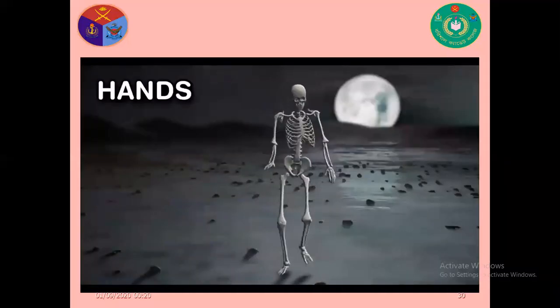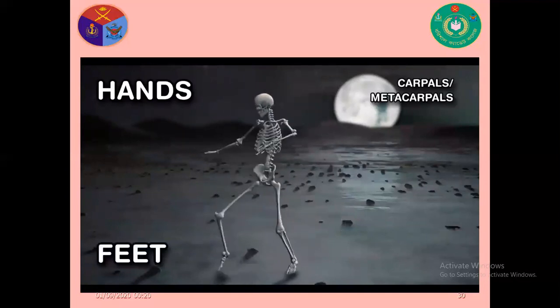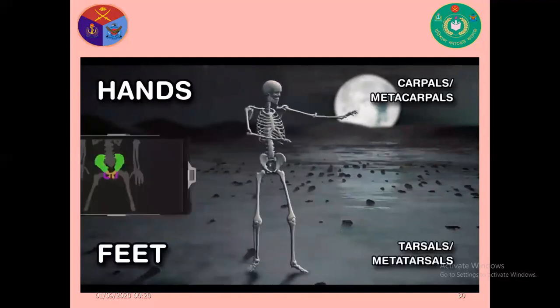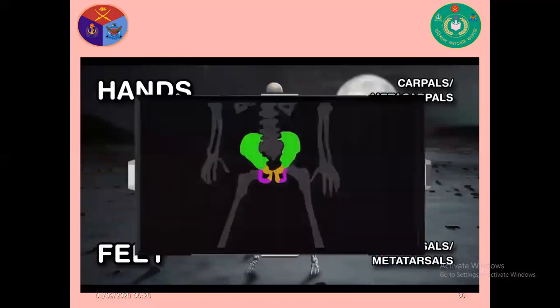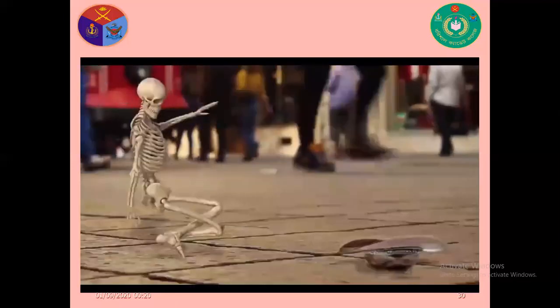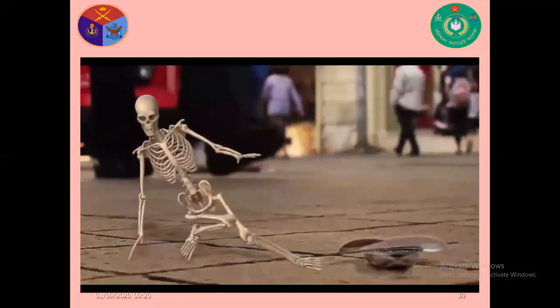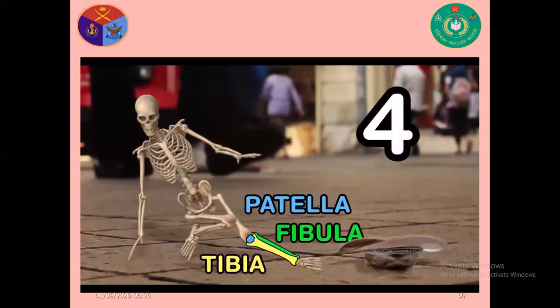Remember that your hands are where you find the carpals, and the feet are where you will find all your tarsals. The hip bone can be divided into 3, the ilium, ischium, and pubis, as you can see. The bones in your leg, well, there are 4. The patella is your kneecap, and then there are 3 more. The tibia and fibula are found below the knee, and the femur's found above it, as we can all agree.